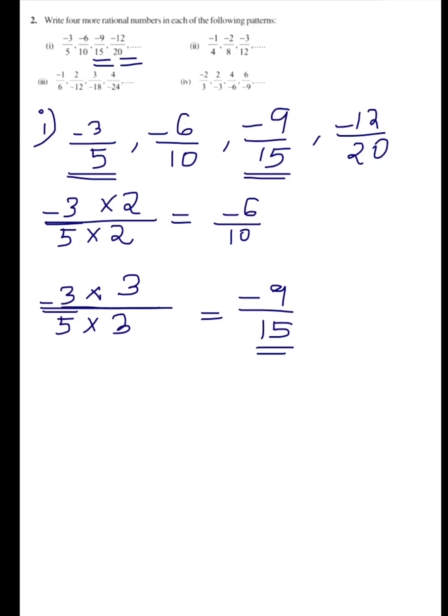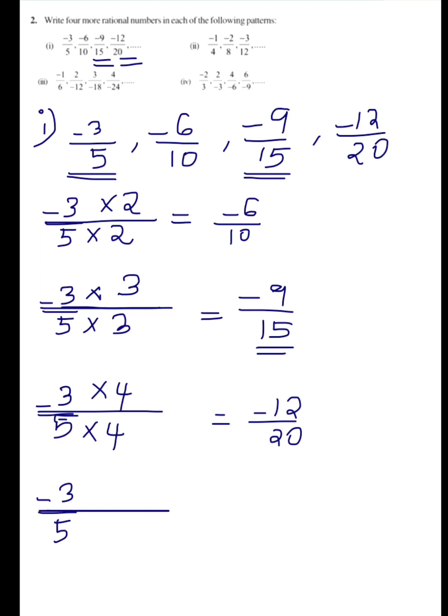So here you can see when you do something to this minus 3 by 5, in the answer you will get minus 12 by 20. Now it's very easy. What do you have to do? You have to multiply with 4 on both sides, then minus 12 by 20. Now you have to find the next 4 numbers. That is minus 3 by 5, here 2, here 3, here 4. So what will be the next? 5. So what will be the answer? Minus 15 by 25.